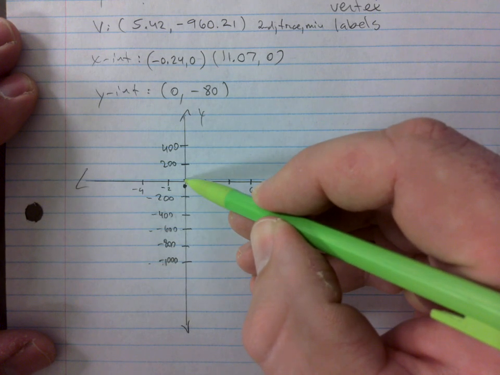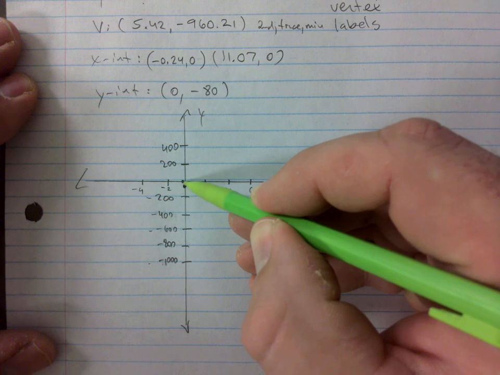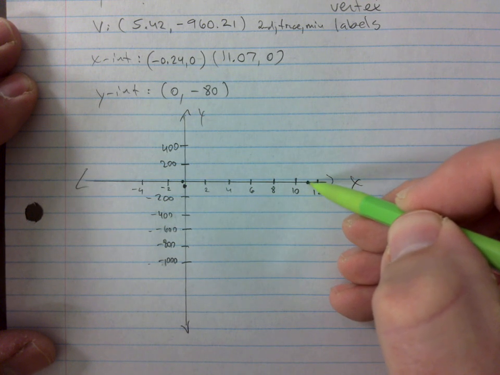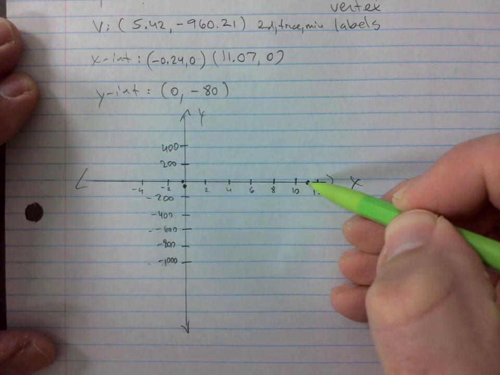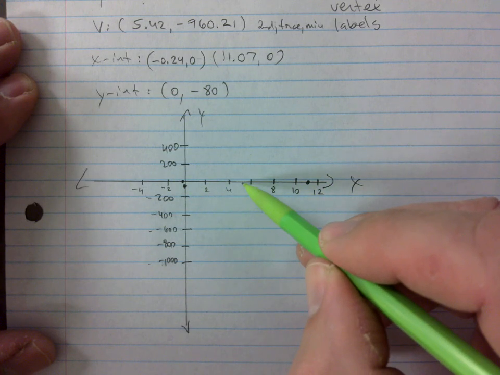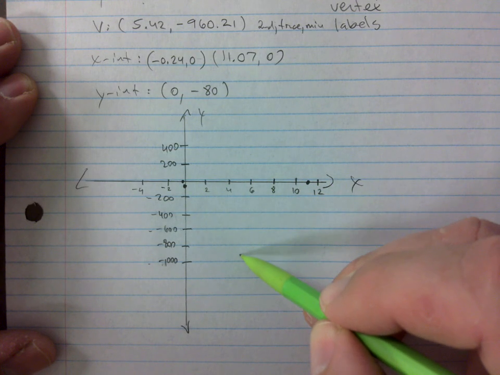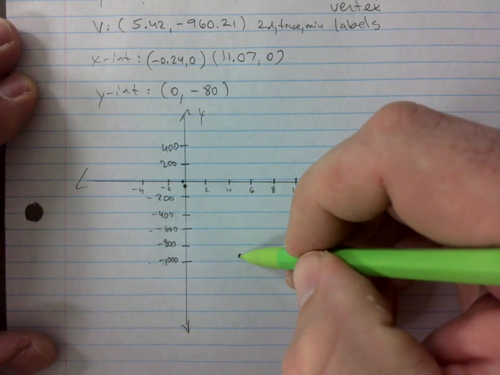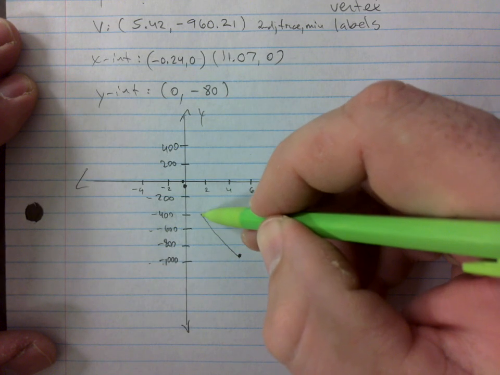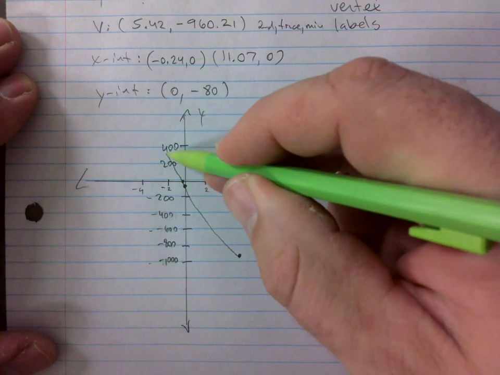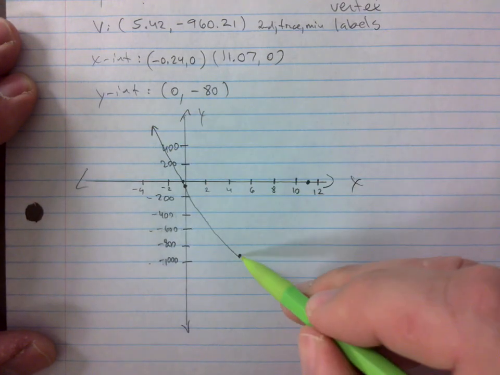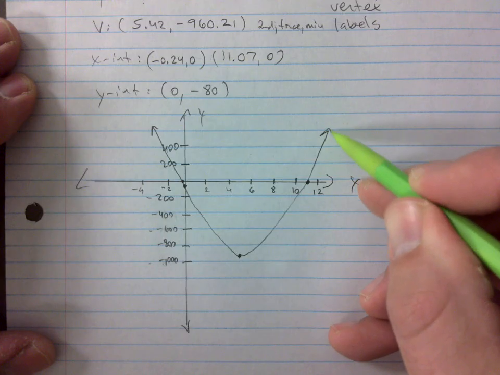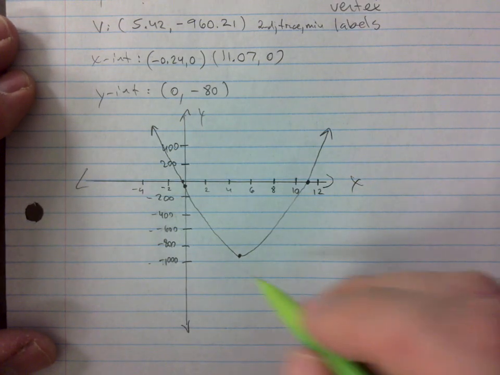So this is almost at the origin right there. And then 11 would be right here. And the vertex is at 5.42 here, minus 960, somewhere there. Okay, so I go and do something like this. Go back to the vertex, go out like that. Okay, so that's my graph.